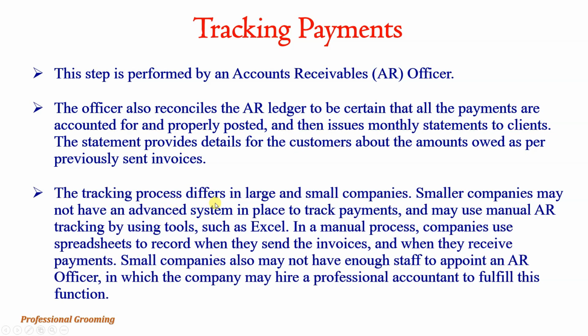The tracking process differs in large and small companies. Smaller companies may not have an advanced system in place to track payments and may use manual account receivable tracking by using tools such as Excel. In a manual process, companies use spreadsheets to record when they send the invoice and when they receive payments. Small companies also may not have enough staff to appoint an account receivable officer, in which case the company may hire a professional accountant to fulfill this function.